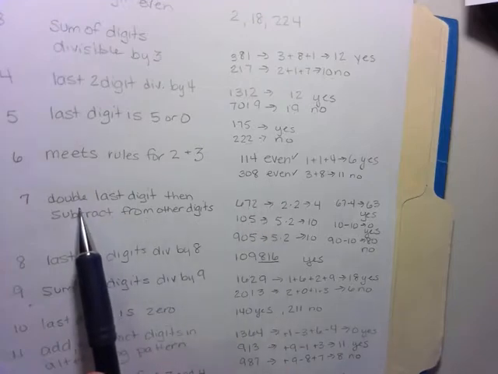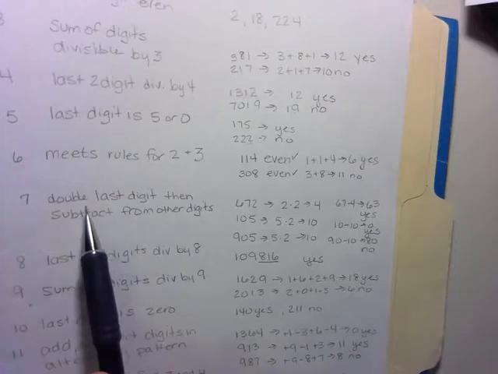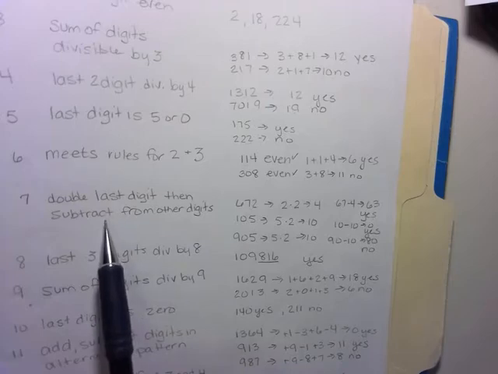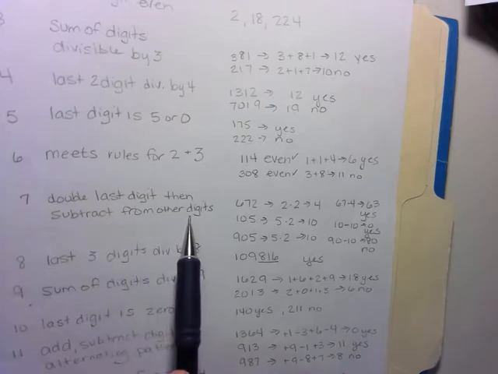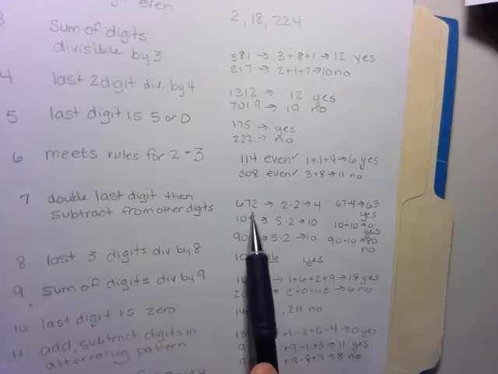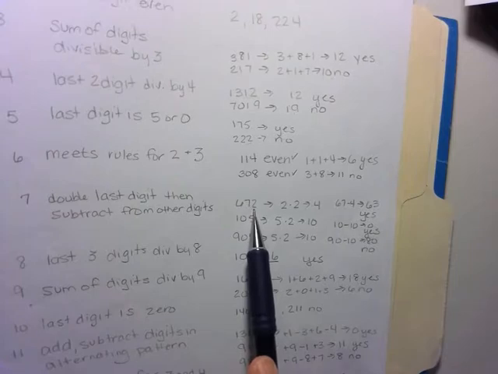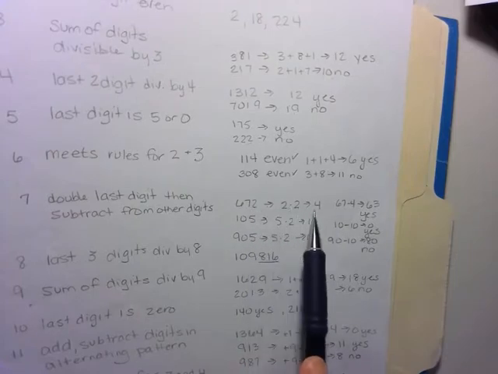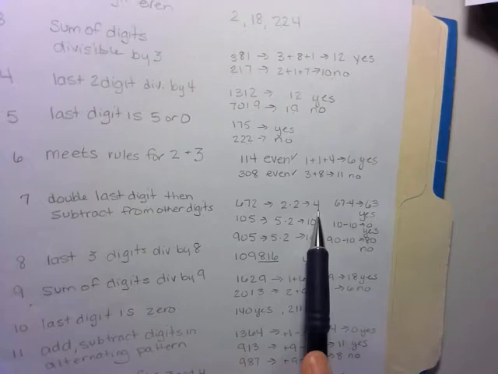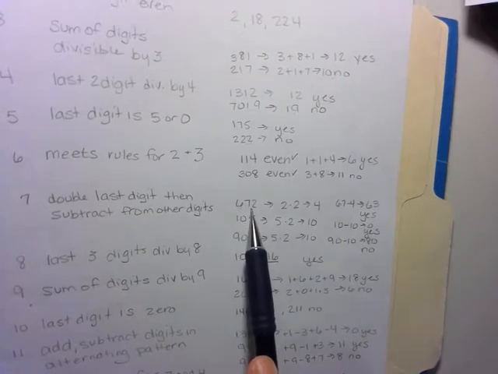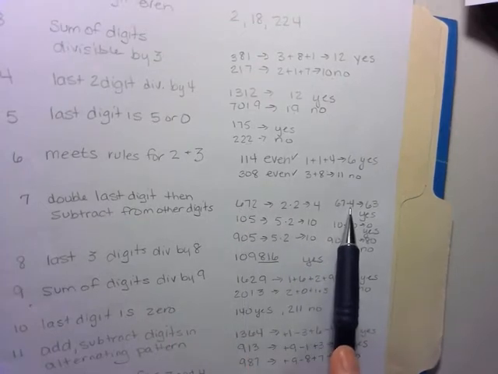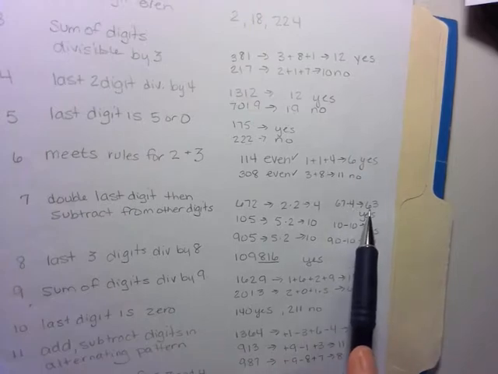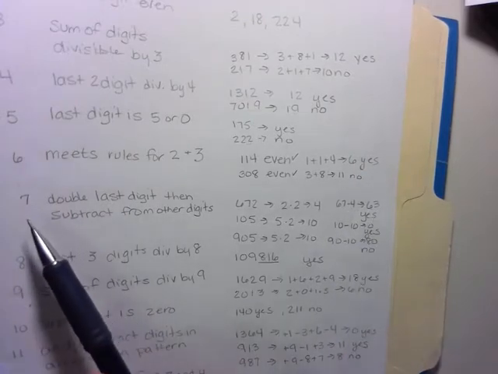The rule for divisibility by 7 is we double the last digit and then subtract from the other digits. So for example, the last digit here is 2. We double that, which we get 4. And then we take 67 and subtract 4. That gives us 63. Is 63 divisible by 7? Yes, it is.